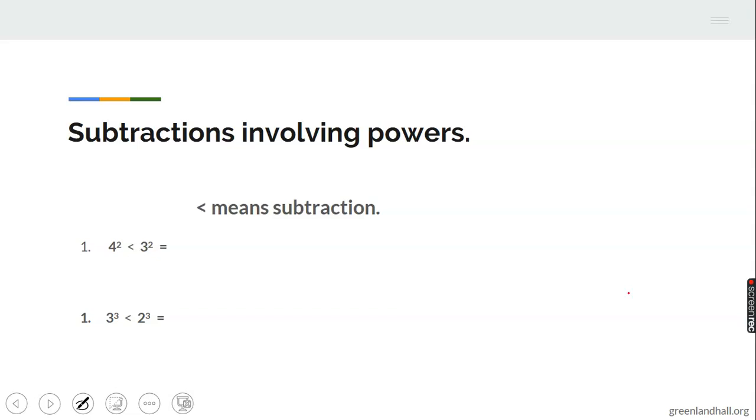So let's look at the other part of these calculations. We have looked at addition. Now we want to look at subtraction. In the first example you were given, the greater than means addition, but now this less than sign means subtraction. So it is this less than that means subtraction. Look at what we have here. 4 raised to power 2. You see this less than sign means subtract, which is minus. Minus 3 raised to power 2.